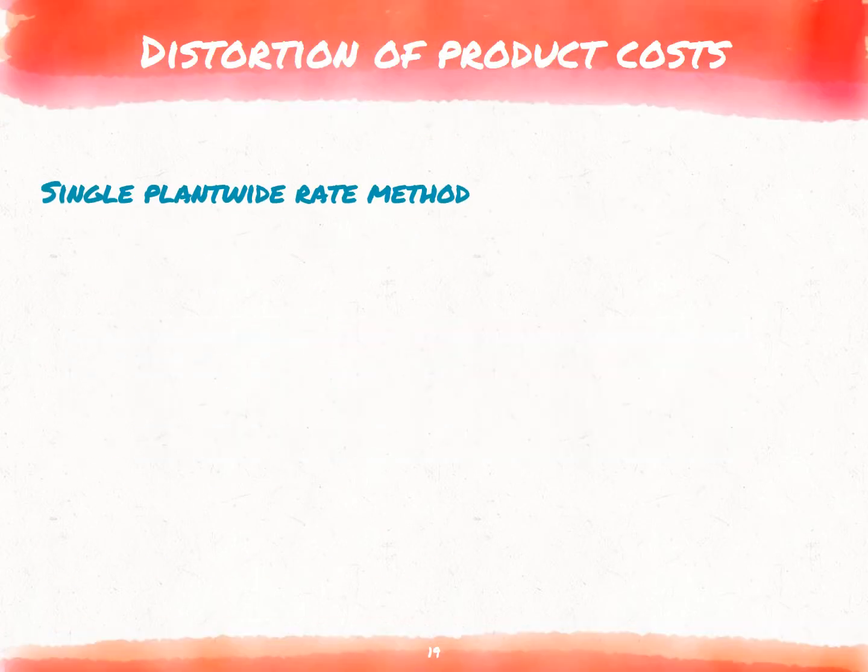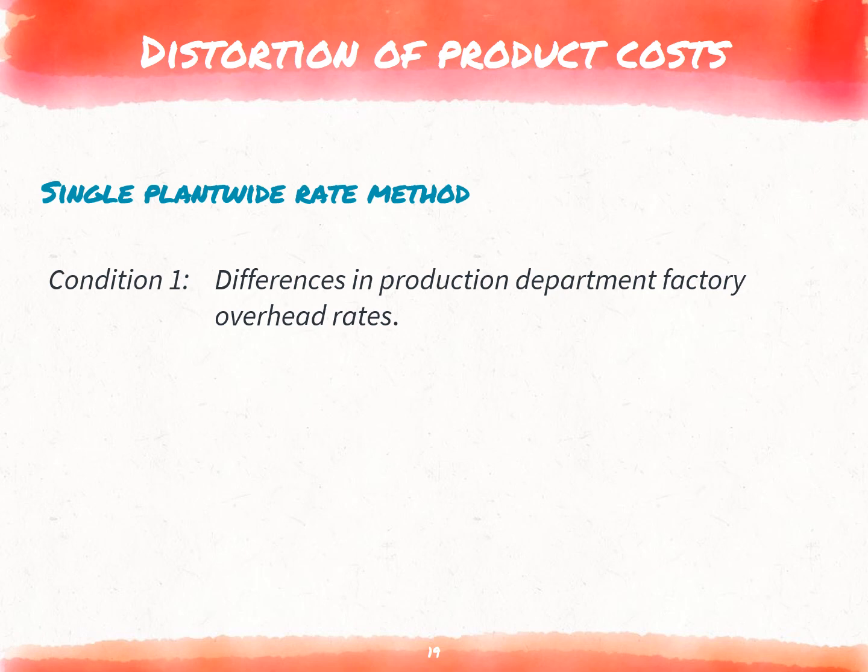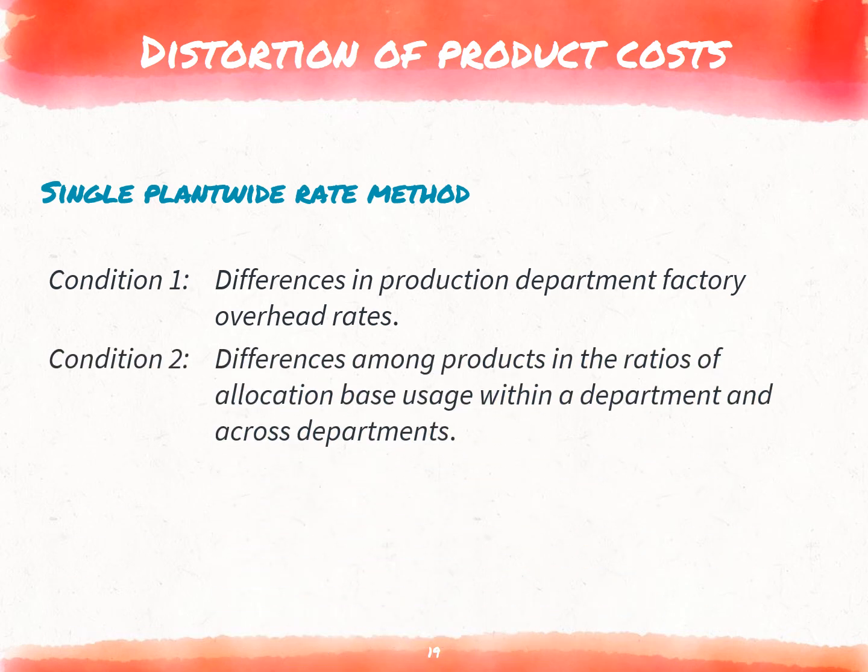The following conditions indicate that a single plant-wide factory overhead rate may cause product cost distortions. Condition 1: differences in production department factory overhead rates. Some departments have high rates whereas others have low rates. Condition 2: differences among products in the ratios of allocation-based usage within a department and across departments. Some products have a high ratio of allocation-based usage within departments, whereas other products have a low ratio of allocation-based usage within the same departments.